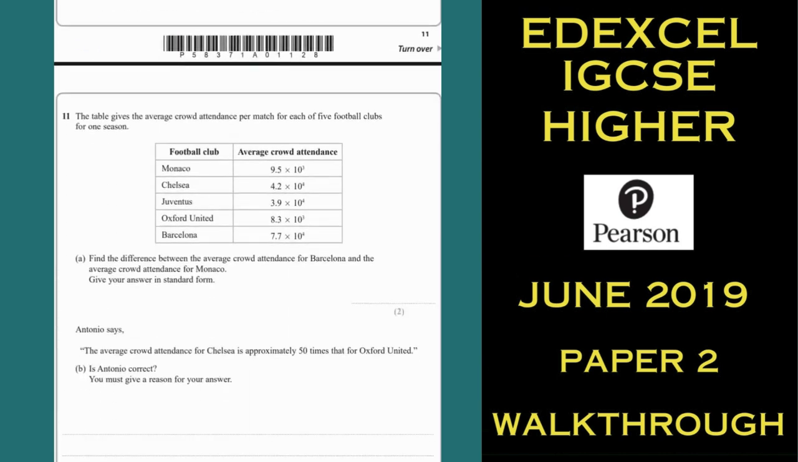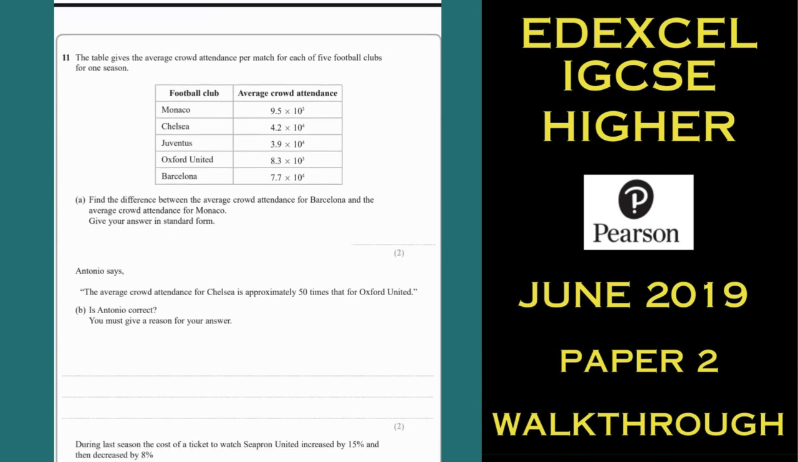On to standard form, number 11. The word difference means subtract. So grab your calculator and do Barcelona, because that's got the highest power. So do Barcelona minus Monaco. Your calc gives you 67,500. Give your answer in standard form though. It's a big number. We need it between 1 and 10.